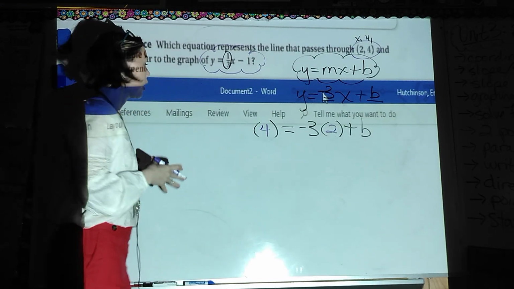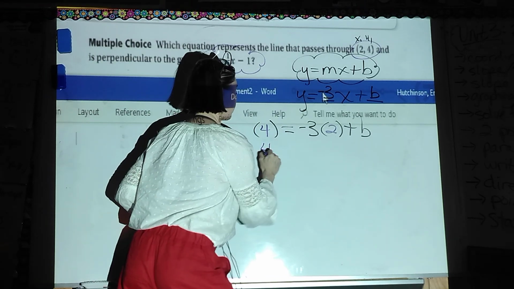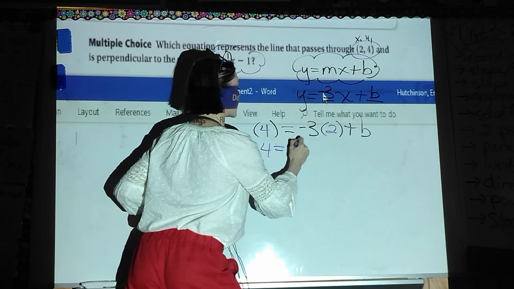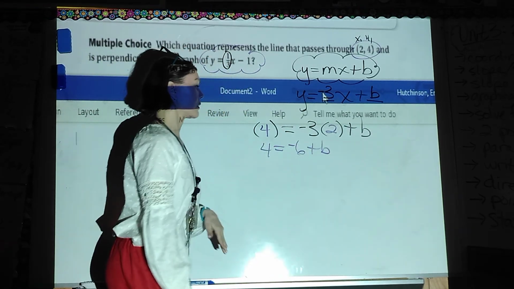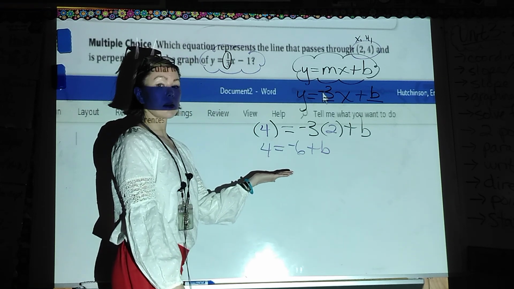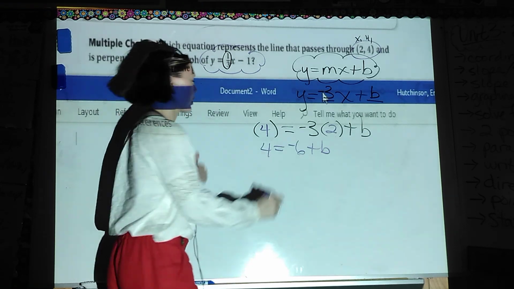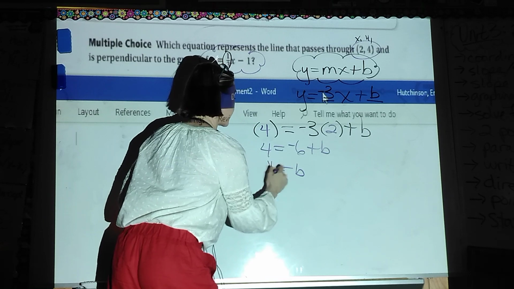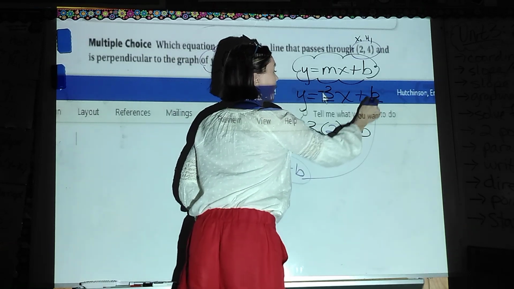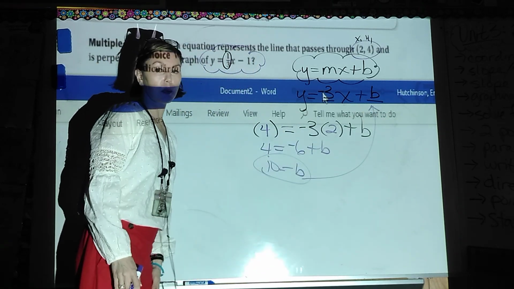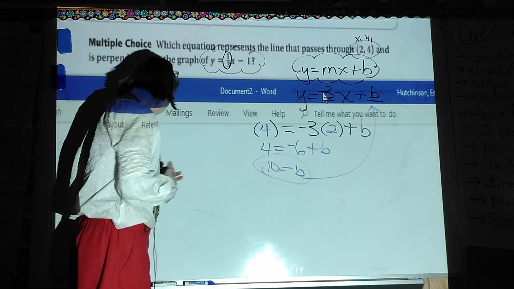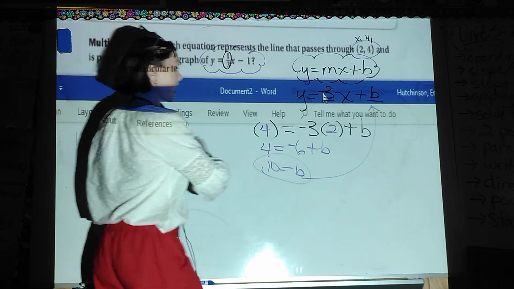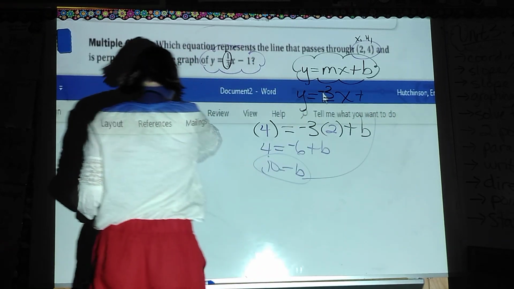Pretty simple. Okay? So here we go. 4 equals -3 times 2, which is -6, plus b. And then, have we solved for b yet? No. What's the last step? Add 6 to both sides, and b equals what? 10. Where does this go? Right here. Second part of our equation. Simple. Okay, where's my eraser? Okay, so put it here, and put 10.